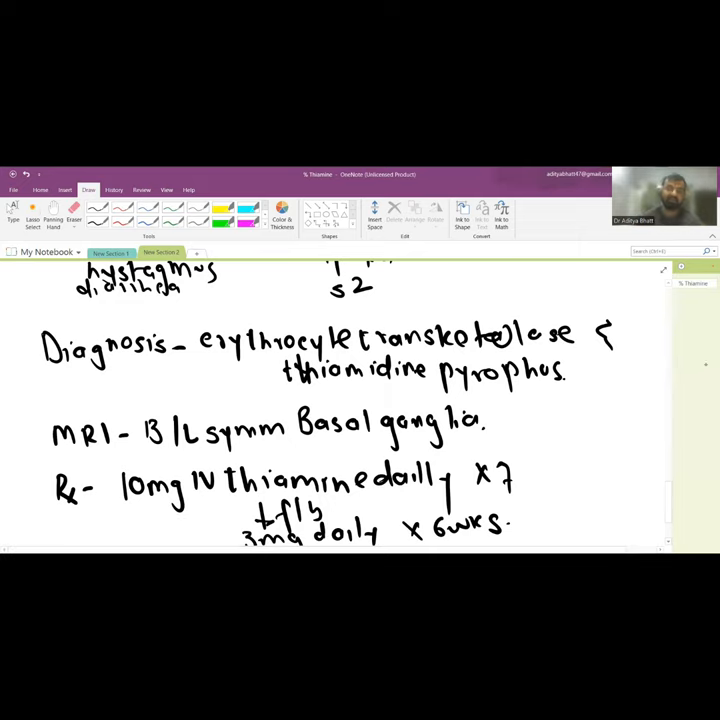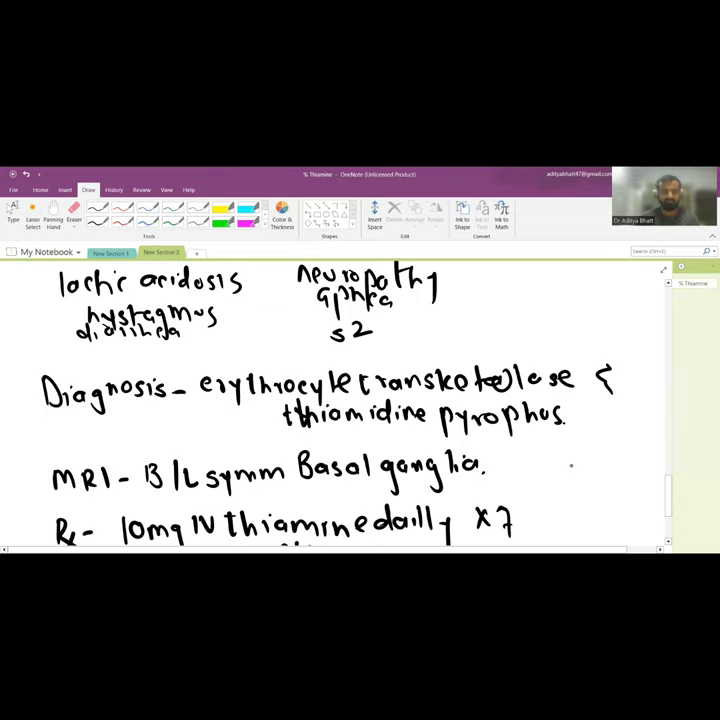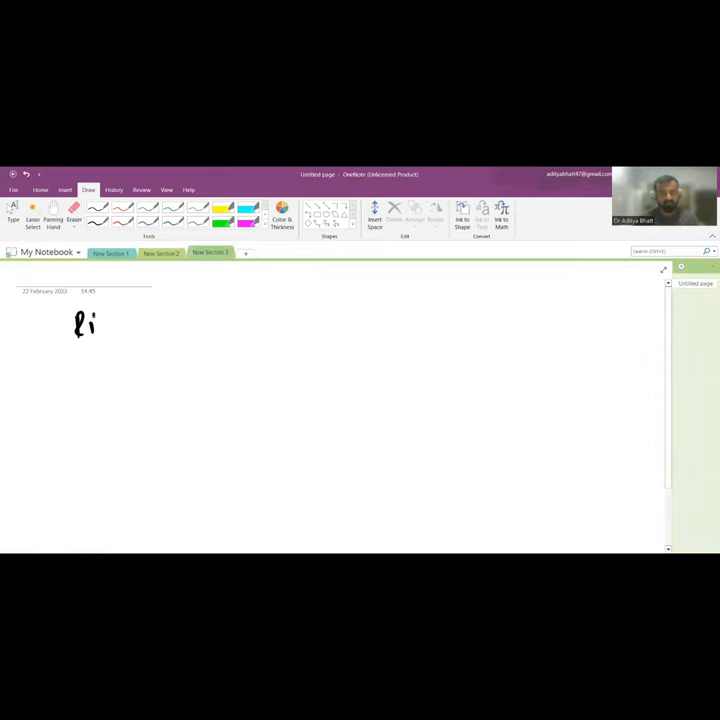And historically, there has not been any reported overdose or thiamine toxicity. So I guess this is all for thiamine. Second is riboflavin.